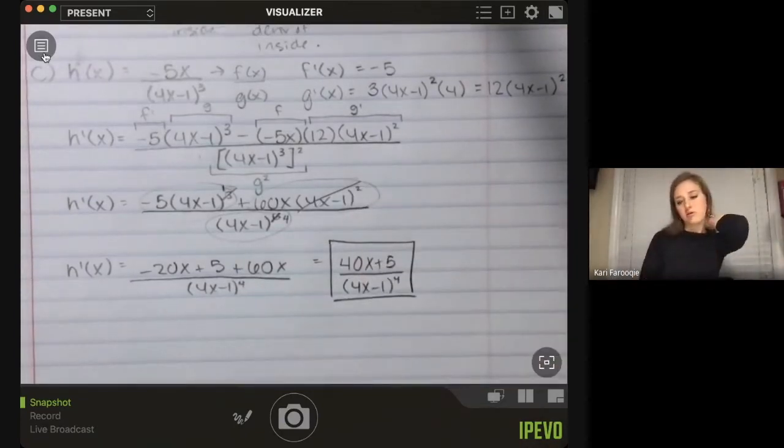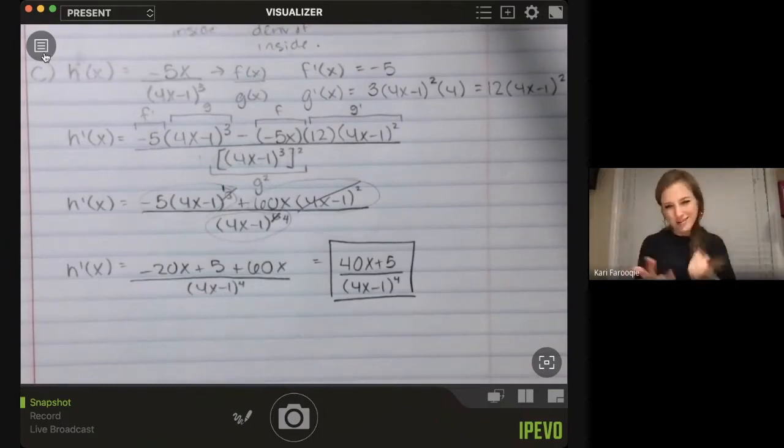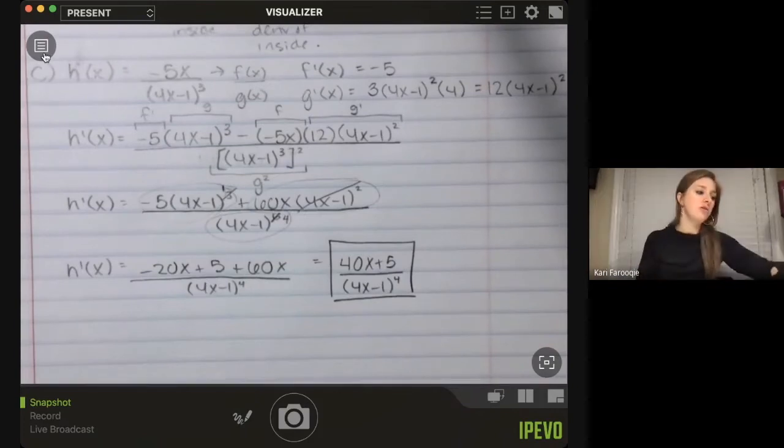Excellent. Okay, so that was an example of the quotient rule and the chain rule together. You're not going to see a ton of that in this section, but you'll see it a little bit more when we work on curve sketching, and you'll see it again in Calc 3 even.